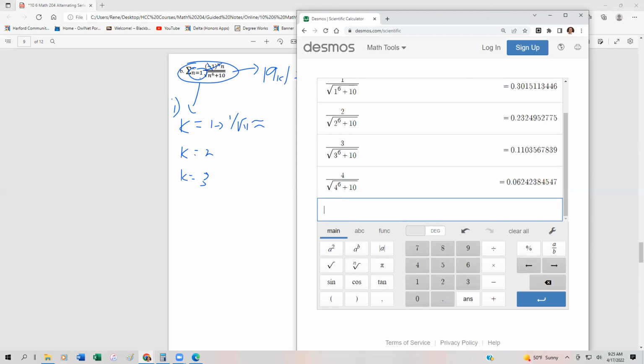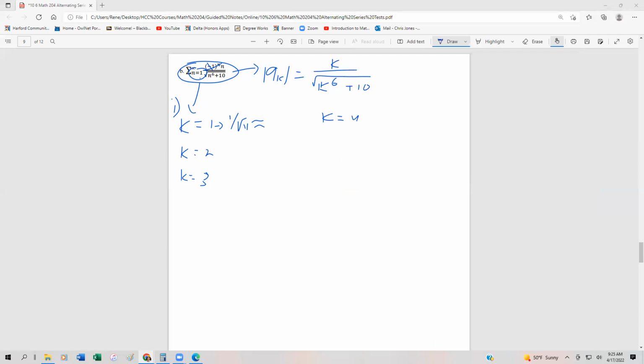I'm just going to go ahead and fill these in. So we had 0.302, and for k equals 2, that was 0.232. For k equals 3, that was 0.110. And for k equals 4, that was approximately 0.062. So it seems that we are non-increasing, at least it looks like it. We can't find any evidence to suggest that it's not.